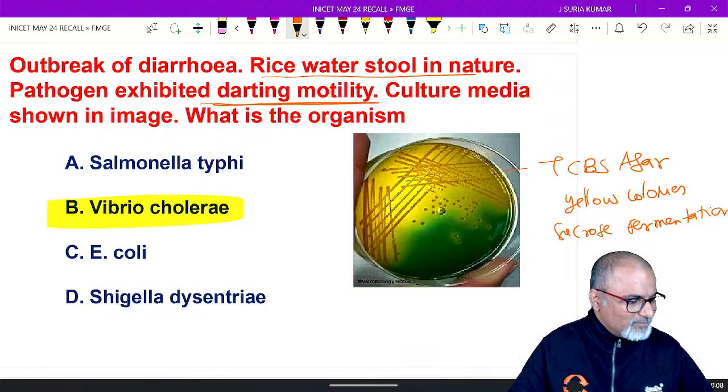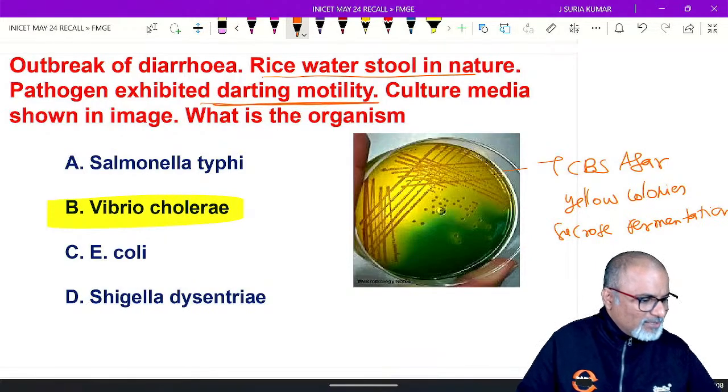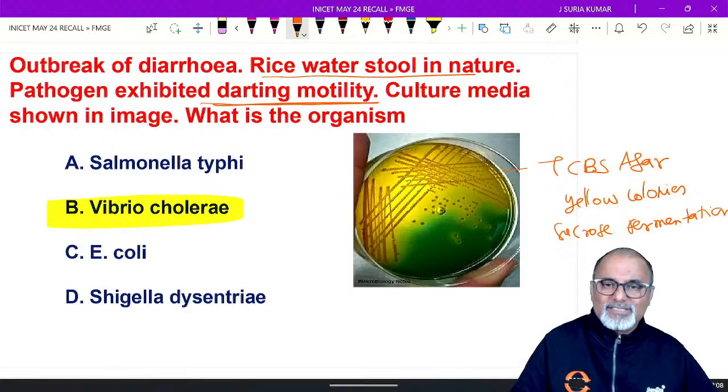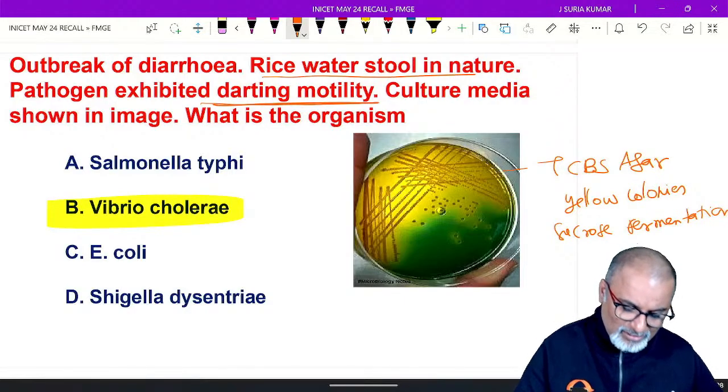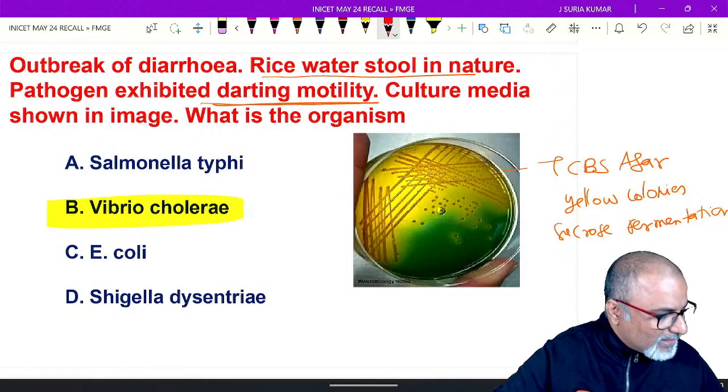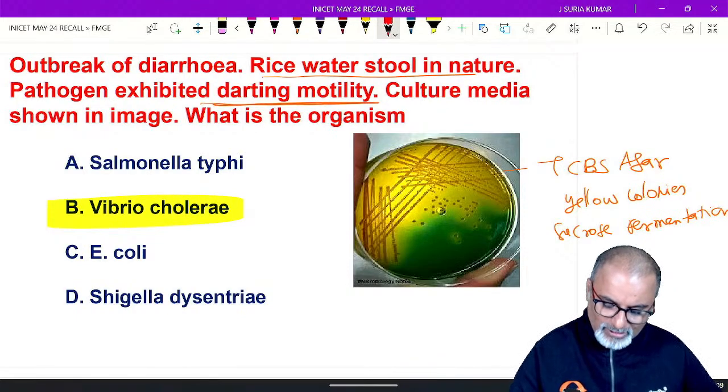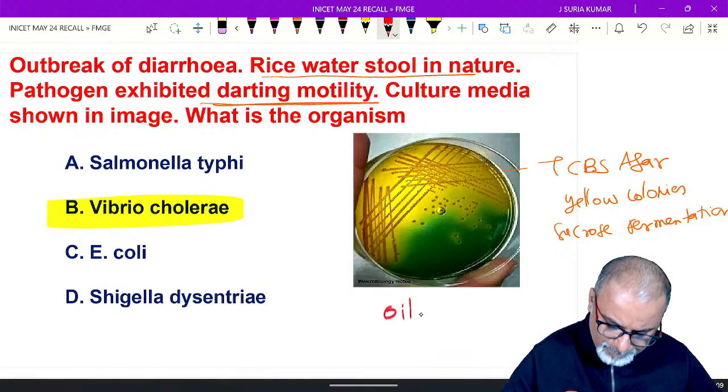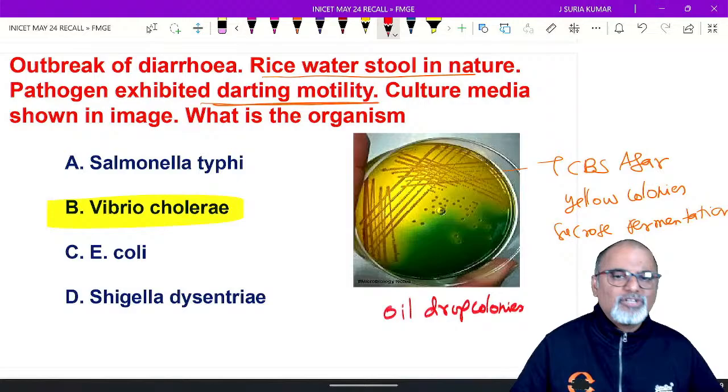Darting motility. Okay, you can go for this one. And the colony morphology rightly mentioned by this one is oil drop colonies. It produces oil drop colonies.